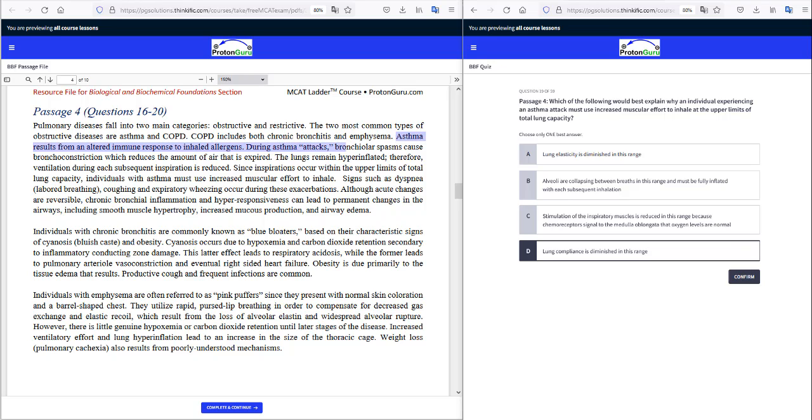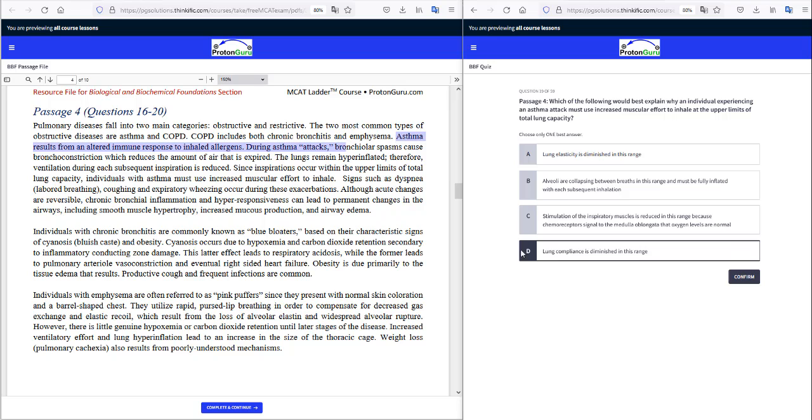If lung elasticity is diminished, there would be problems with recoil and the deflation of the lungs with expiration. Alveolar collapse between breaths would cause increased muscular effort at the lower end of the lung capacity because of the influence on the initial reinflation, not at the top. Lastly, chemoreceptors sensing normal oxygen levels would not lead to decreased stimulation of inspiratory muscles such that increased muscular effort would be necessary to fully inflate the lungs.